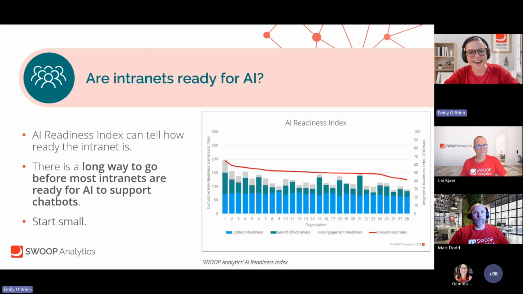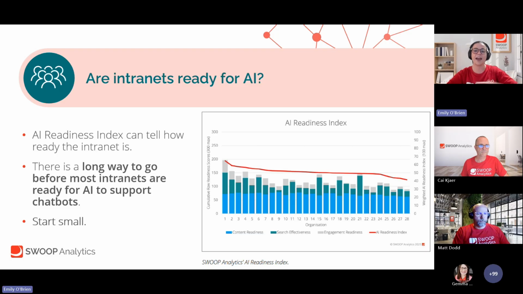What's interesting is we didn't have to start too much from scratch when it comes to defining AI readiness and how we measure it. Many of the signals we need were already present in the way we measure intranets in SWOOP for SharePoint, in the scoring system we call our health scores. Just a bit of background on how we break it down: there are three pillars, and later in today's session Matt's going to go into a lot more detail, but essentially they are content readiness, engagement readiness, and search effectiveness.